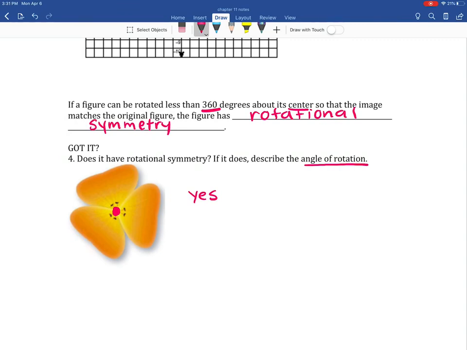To find your angle, we'll look at how many things are identical. I said that each individual petal here is exactly the same. So I'm going to take that 360 degrees and divide it by 3 separate petals. Every time I turn my picture 120 degrees, I get the same exact picture. It looks unchanged. So I would say my angle of rotation is 120 degrees.